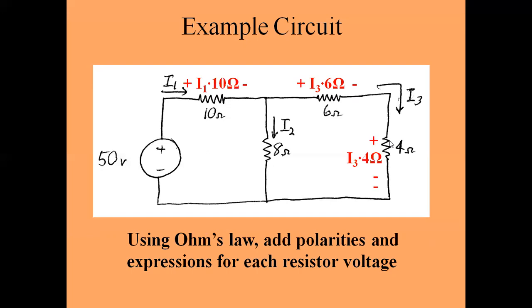Then the voltage drop across the 4 ohm resistance is 4 I3. Then the voltage drop across the 8 ohm resistance is 8 I2, because I2 current is flowing through this 8 ohm resistance and the direction of current is like this, meaning positive to negative.